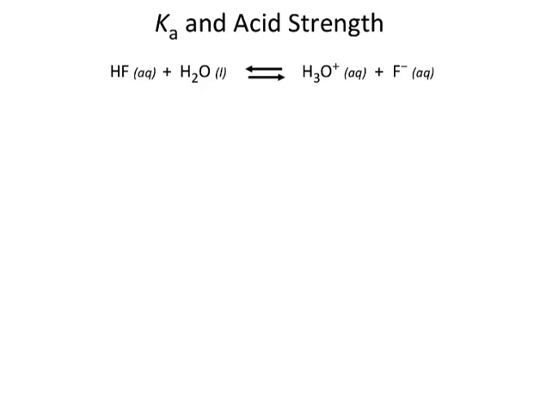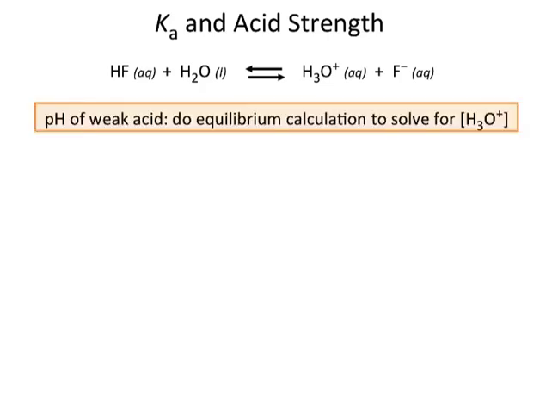Now, quite commonly we want to know what the pH is of a weak acid. Unlike strong acids and strong bases, we need to do equilibrium calculations to solve for the concentration of H3O+, which we could then use to find the pH. So it gets a little trickier with weak acids than it does with strong acids.